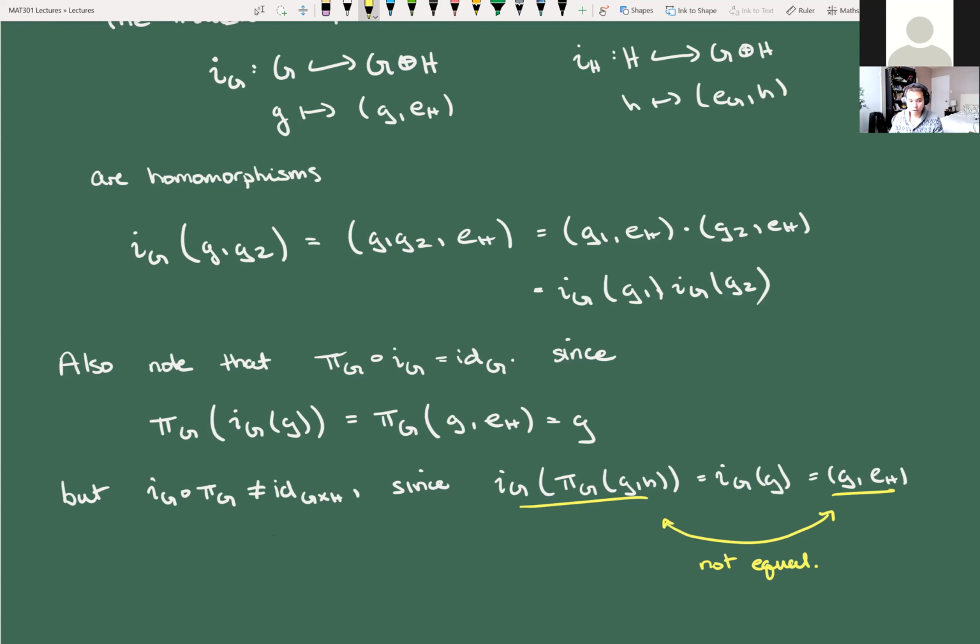Right? So this is not the identity. So you do get that iota is a right-sided inverse to pi, and pi is a left-sided inverse to iota. But again, that's not surprising. We knew that pi was surjective, so it does have a right inverse as a set theoretic map, and iota is injective, so it should have a set theoretic left inverse, and both of these just happen to be homomorphisms, which is nice. Okay, does that make sense?